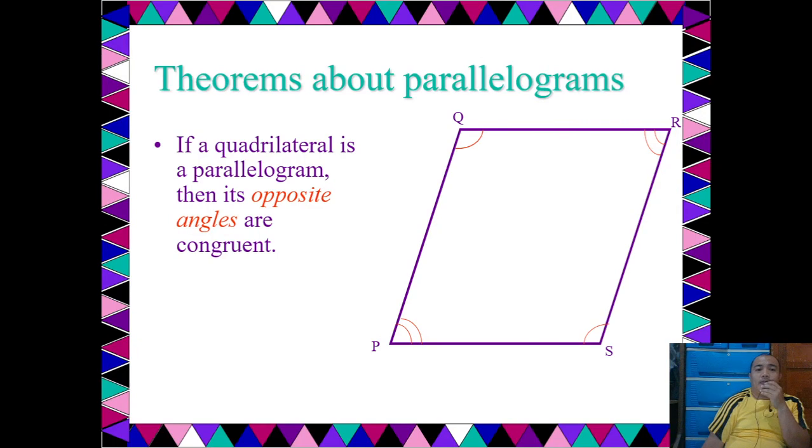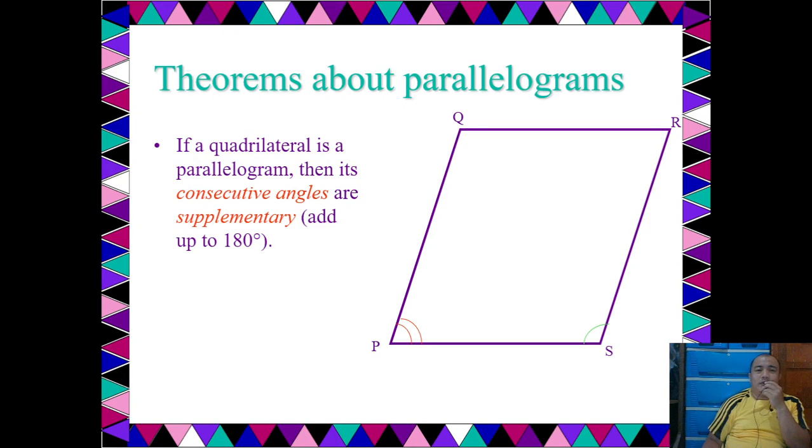Another theorem: if a quadrilateral is a parallelogram, then its opposite angles are congruent. Again, in quadrilateral PQRS, angle Q and angle S are opposite angles. Also, angle P and angle R are opposite angles. So these two pairs of opposite angles are congruent. So angle P is congruent to angle R, angle Q is congruent to angle S.